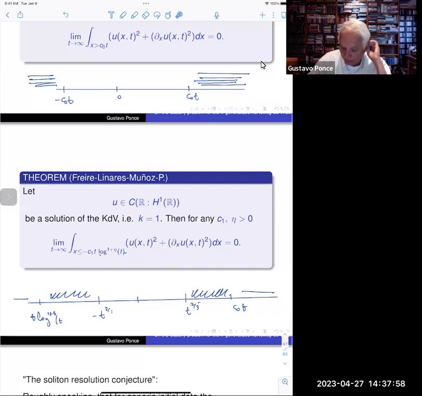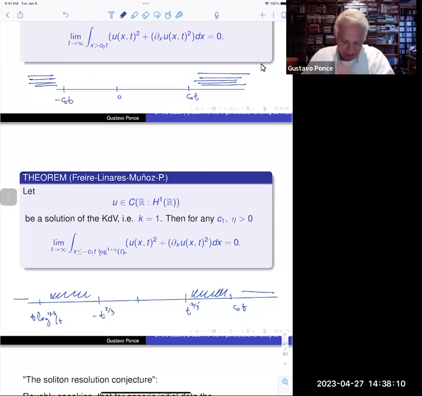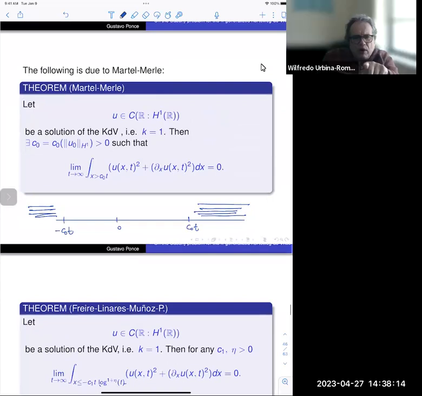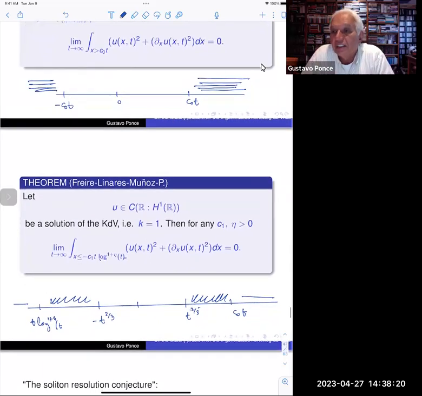Okay. So what you are integrating are the first 2 terms of the equation, right? Sorry, what you are integrating, this is the L2 of u and the L2 of the derivative. You can forget the derivative for the moment.